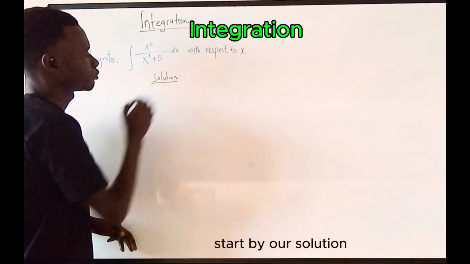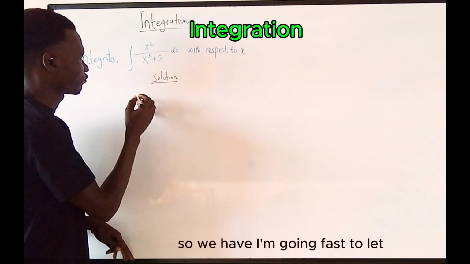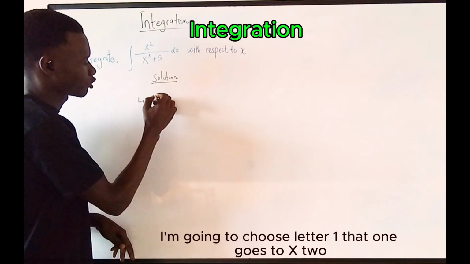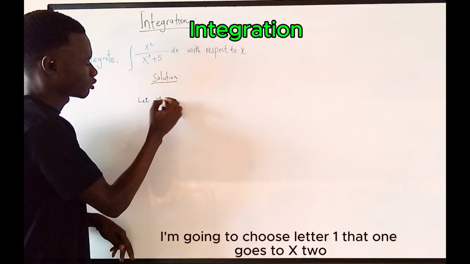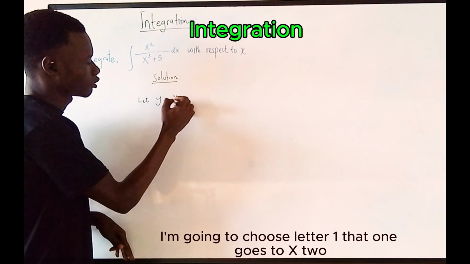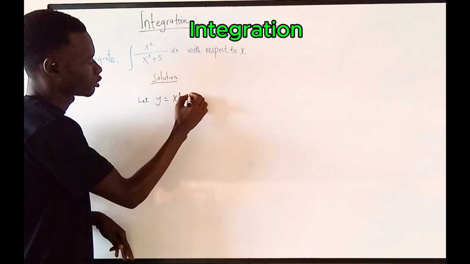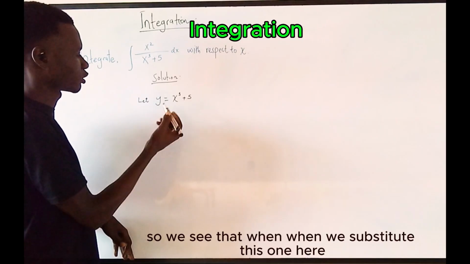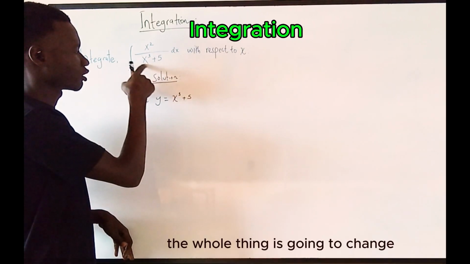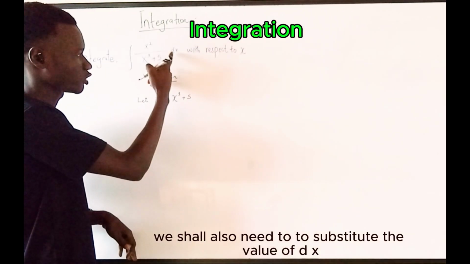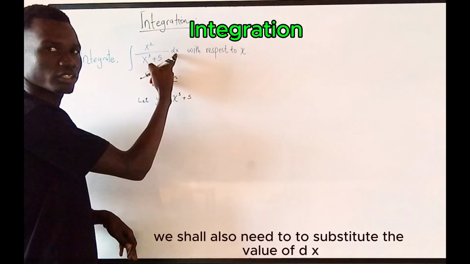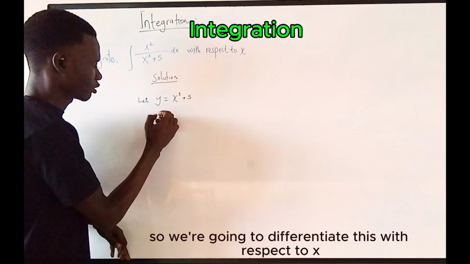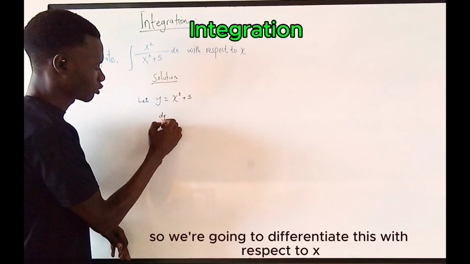Start by our solution. I'm going to choose the letter y. Let y equal x cubed plus 5. So we see that when we substitute this here, the whole thing is going to change. We shall also need to substitute the value of dx. So we're going to differentiate this with respect to x.